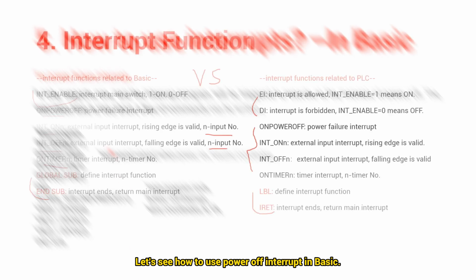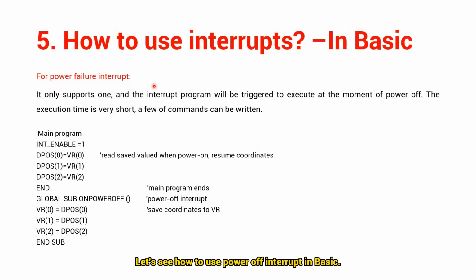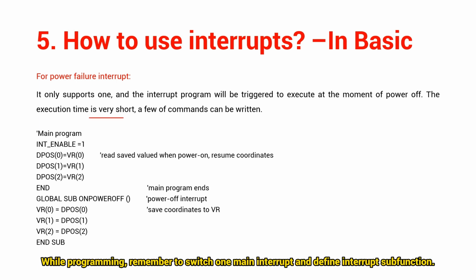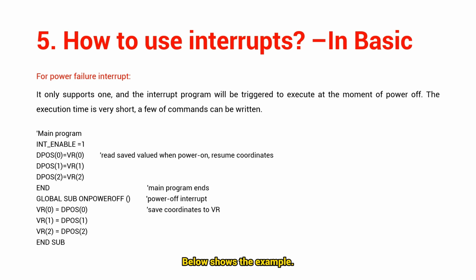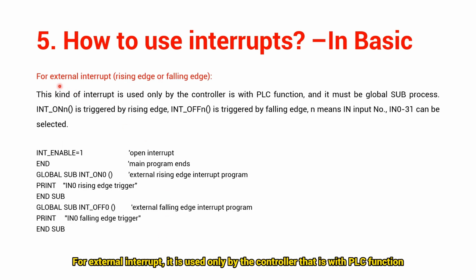Let's see how to use power off interrupt in BASIC. As mentioned before, only one power down interrupt is supported. While programming, remember to switch on the main interrupt and define the interrupt subfunction. Below shows the example.